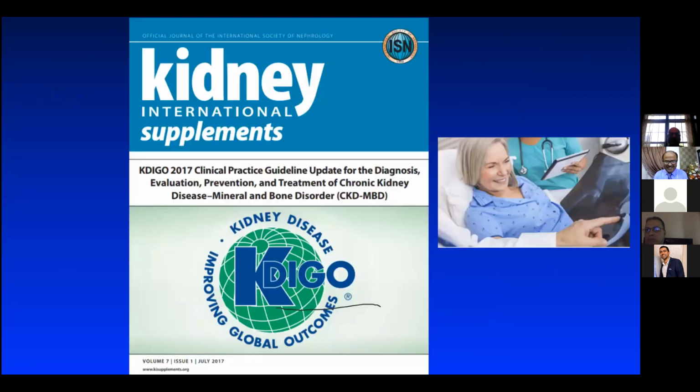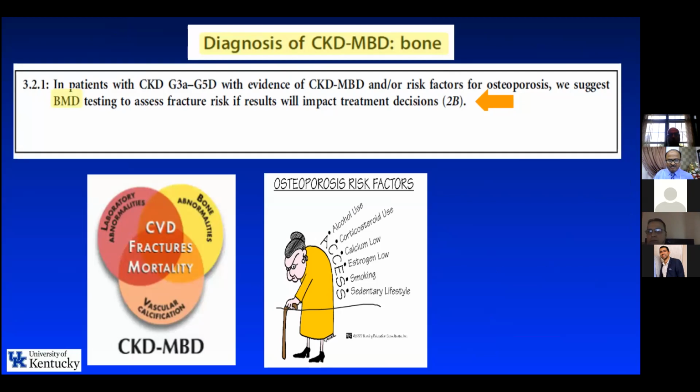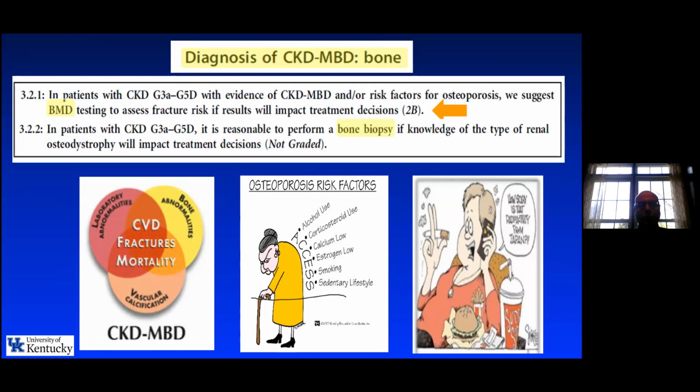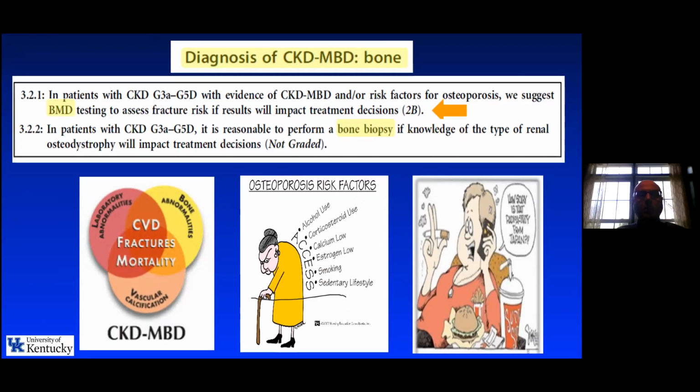Okay, good. So let us stick to the KDIGO guidelines on what to do with this kind of patient. When it comes to bone diagnostics, in 2017 there was a 180 degree change in their recommendation regarding BMD using DEXA scan. The KDIGO 2017 recommendations say that in CKD patients with stage 3A to 5, including dialysis, who have evidence of CKD-MBD or risk factors for osteoporosis, they recommend DEXA BMD testing to assess the fracture risk.